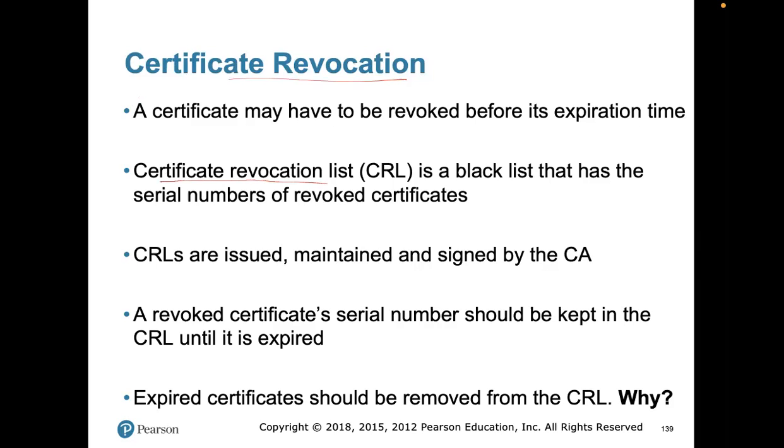So if that happens, we have a list of certificates that are canceled or revoked. It is called the CRL, Certificate Revocation List, which is actually a blacklist, stored somewhere in the CA, and it keeps the serial numbers of the revoked certificates. Because the CA wants to know which certificates have been revoked. And of course, the CA keeps the CRL only until the time that the expiration comes. Once the expiration comes, that revoked certificate will be removed from the list.